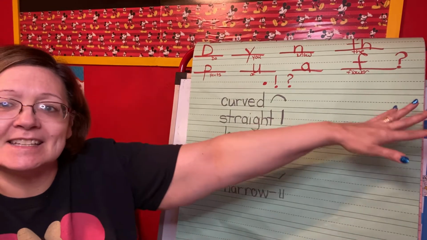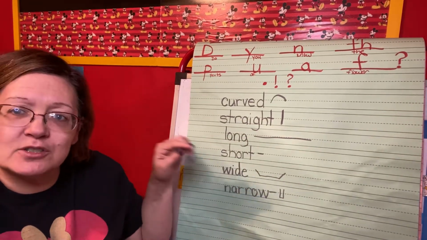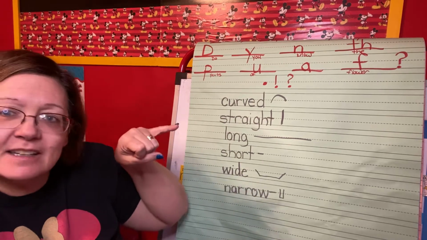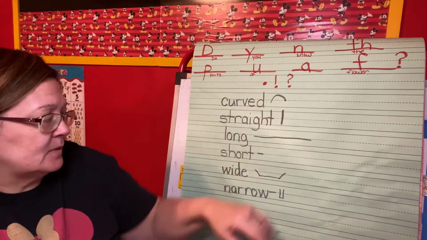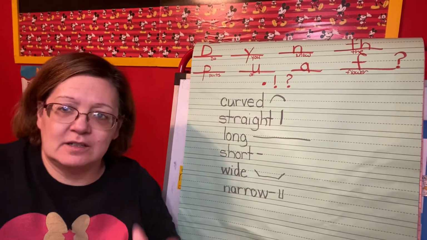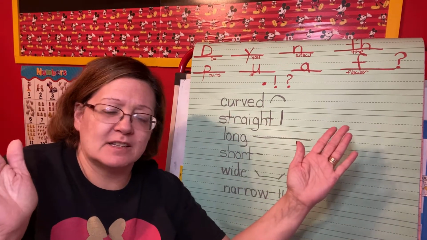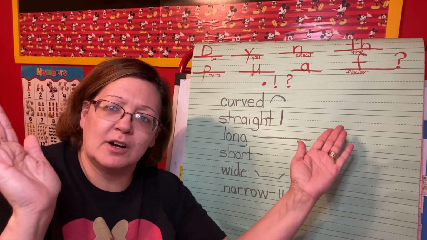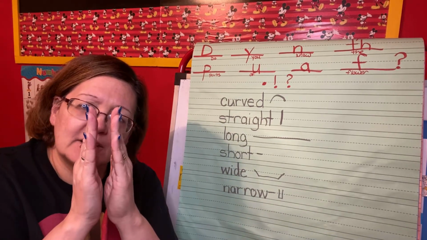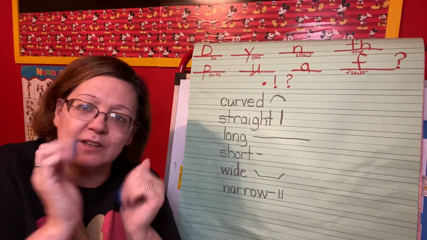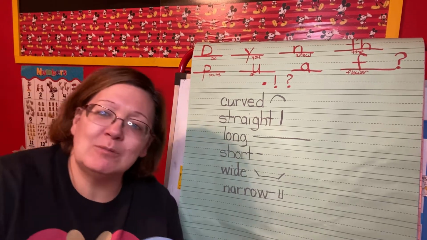it extends. It's long. Short. The opposite of long is short, like a pinky. That's short. Short, long. Okay. Wide. Like far apart. The things like the sides are far apart. They're wide. Narrow. Close together. Close together. Okay?